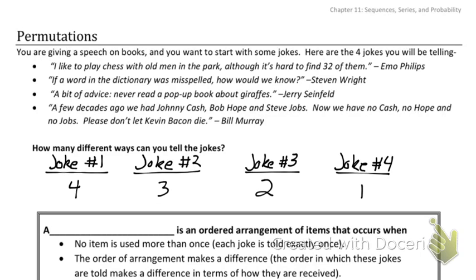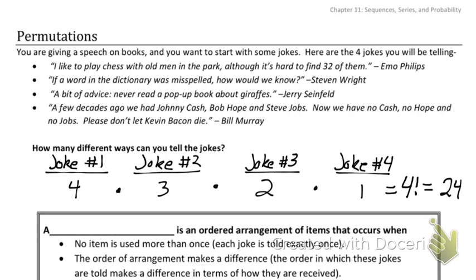So using the fundamental counting theorem, we're just going to multiply these together. I have 4 choices in the beginning, then 3, 2, 1. So this equals 4 factorial, which is 4 times 3, which is 12, times 2 is 24. So I have 24 different ways I can tell these jokes.